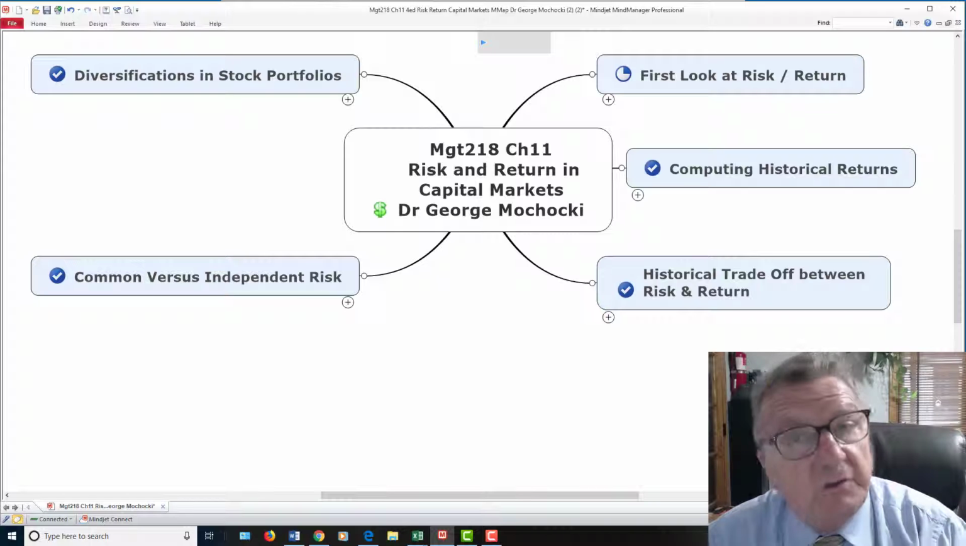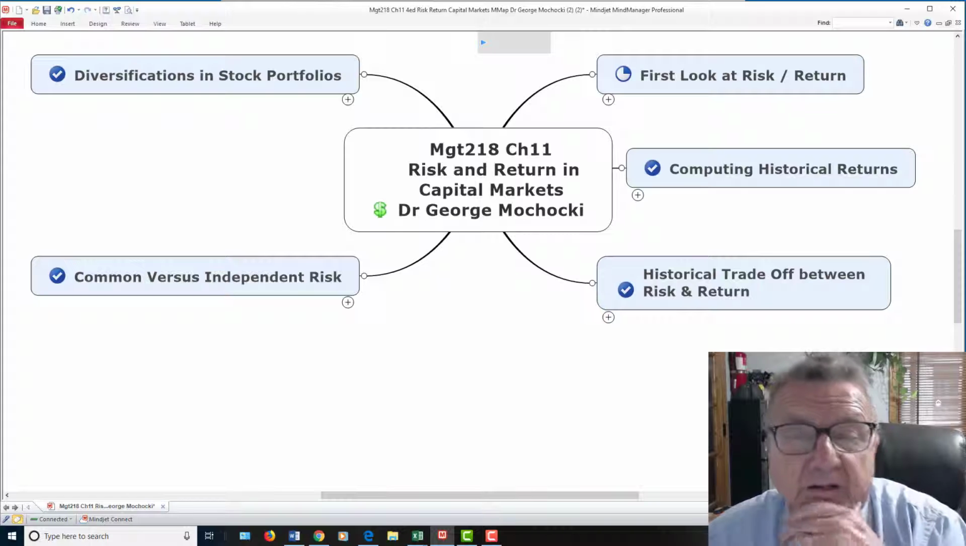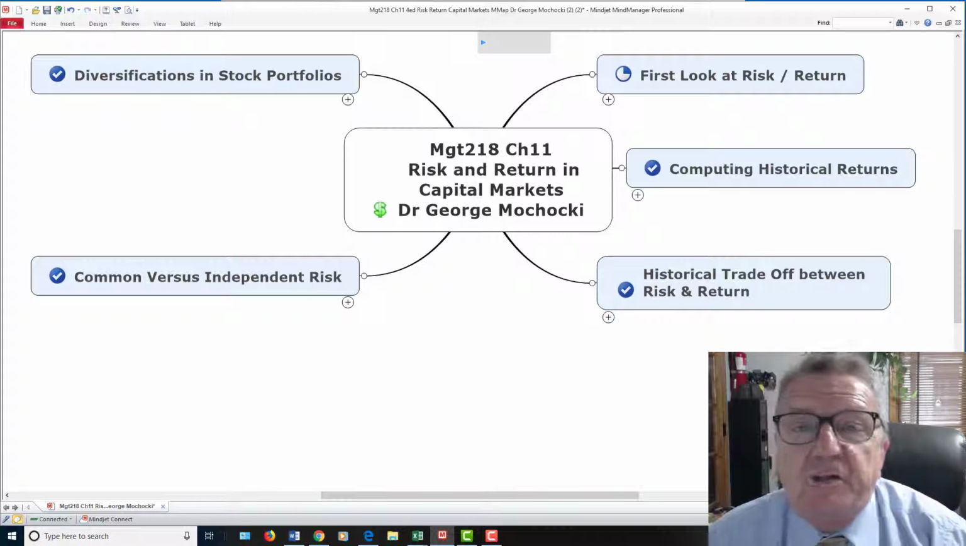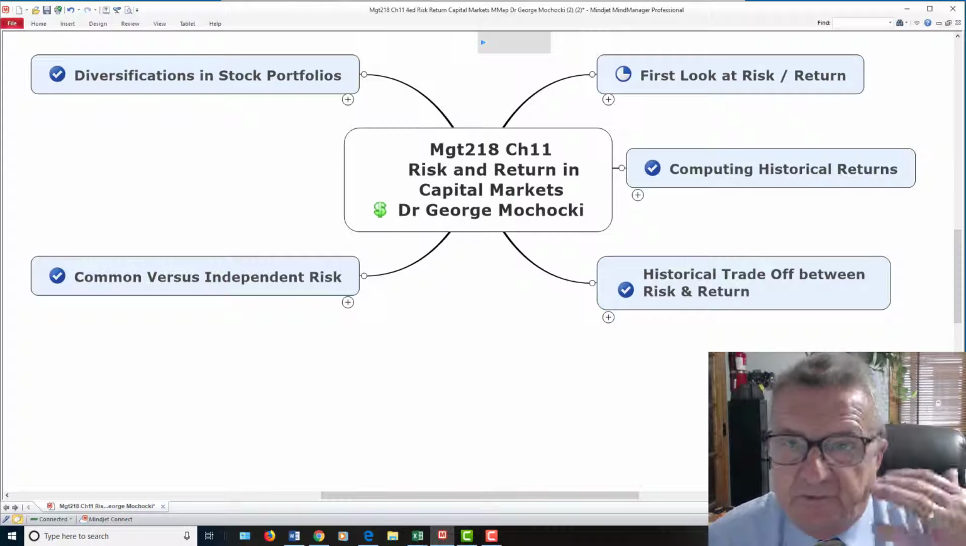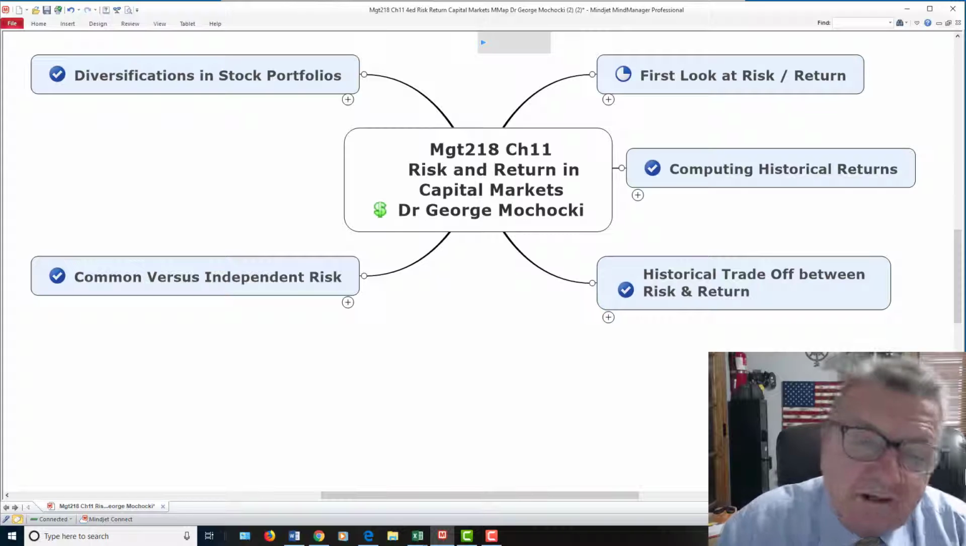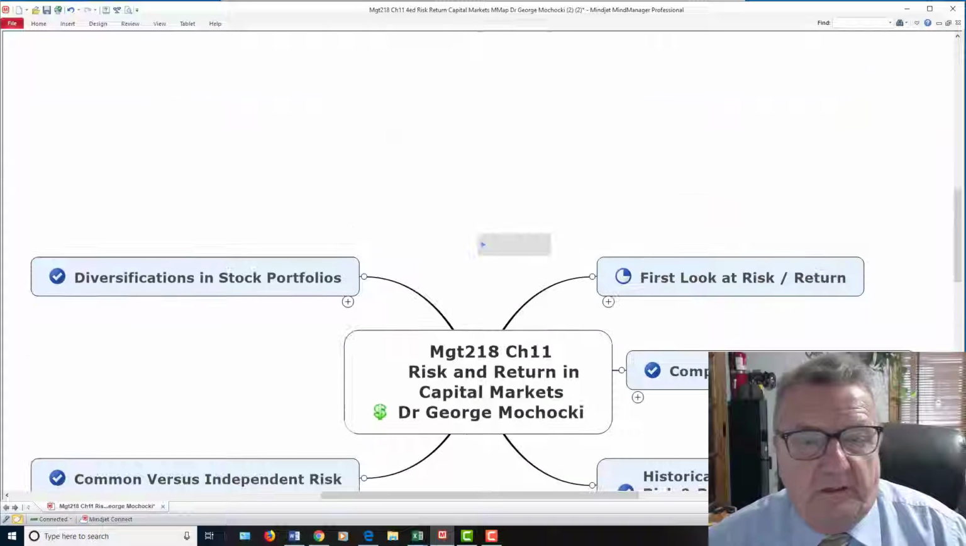trade-offs between risk and return. Remember, we talked about higher risk, lower risk. Again, we're going to talk a little bit about systematic risks. We'll be talking in other chapters about unsystematic risk. Remember, systematic risk affects everybody. Unsystematic risk just affects my industry or my company. Common versus independent risk, and I think that's about it.